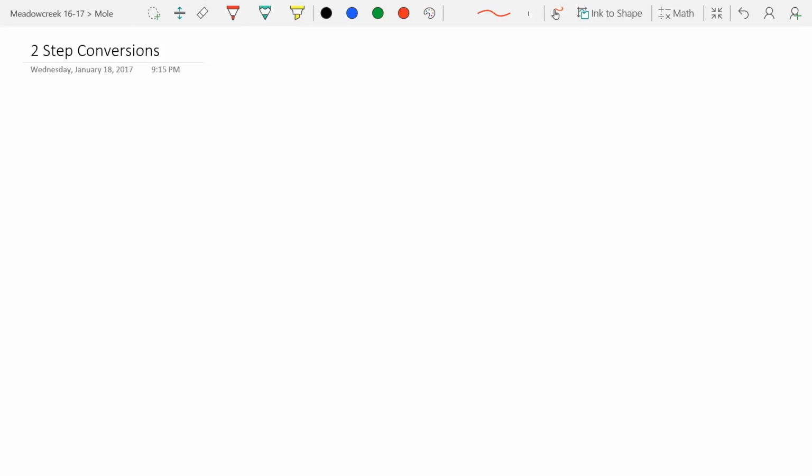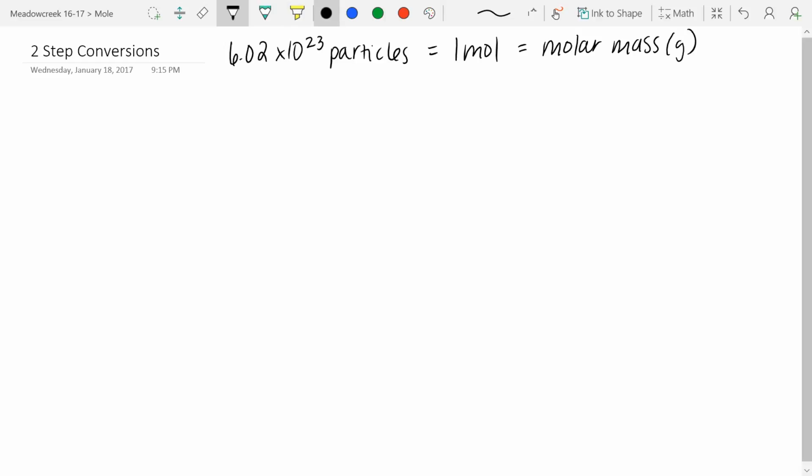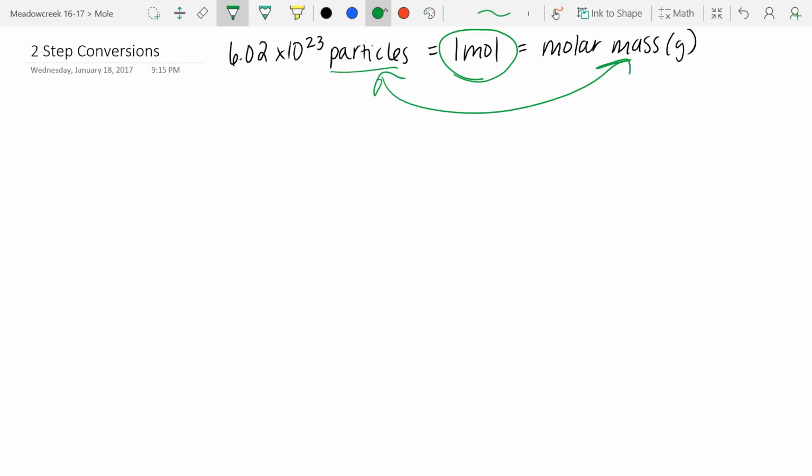Okay, when we're working with two-step conversions, remember, our conversion factors have always been Avogadro's number, which is 6.02 times 10 to the 23 particles, is equal to 1 mole, but we also know that that 1 mole is equal to our molar mass, which is measured in grams. Now, with this being said, sometimes we like to skip the mole step. We just say, let's work directly with particles and molar mass, okay, grams to particles.